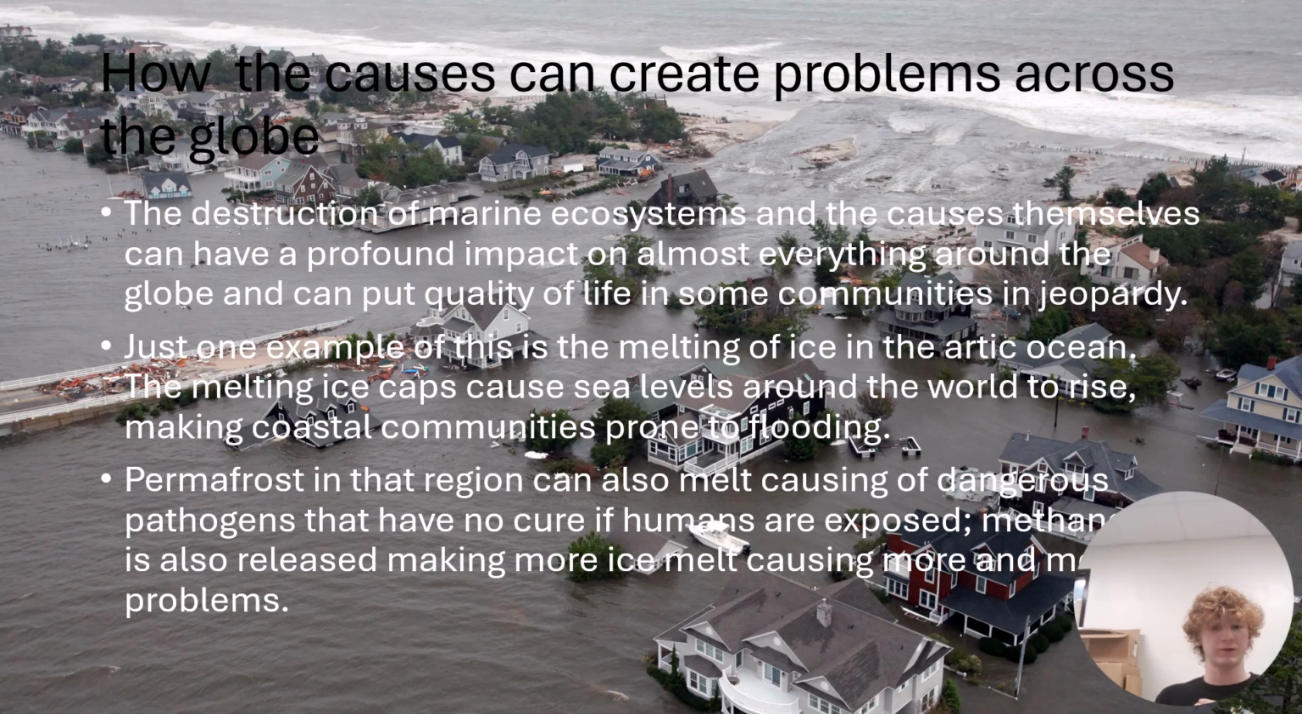One of the consequences is that the quality of life of certain communities, even communities that aren't near the coast, is put in jeopardy. One example of this is the melting of ice in the Arctic Ocean. We never really think about it because we don't live in the Arctic, or most people don't. But when the ice melts, this causes sea levels to rise. And since 1900, the ocean has risen 7 to 8 feet. That is scary to think about.